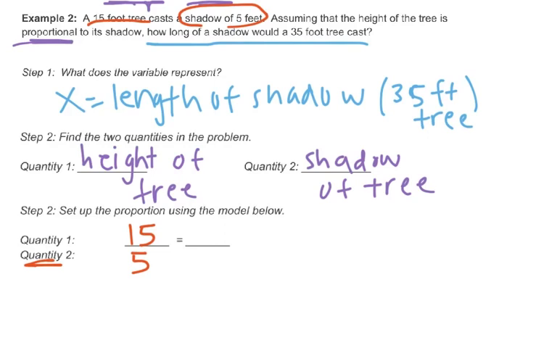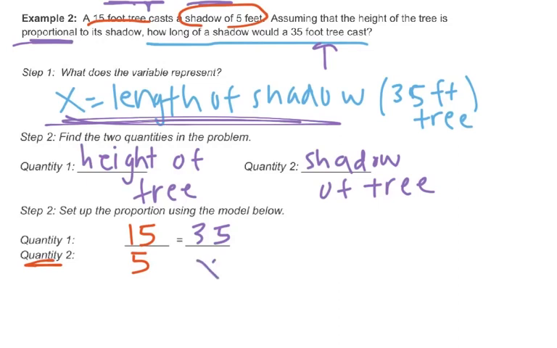Okay? Now, we want to move back up. Quantity 1 is the height of the tree. So we know that the height of the other tree is 35 feet, so that goes here. And we don't know the shadow, right? But we want to know the length of the shadow. That's our x.